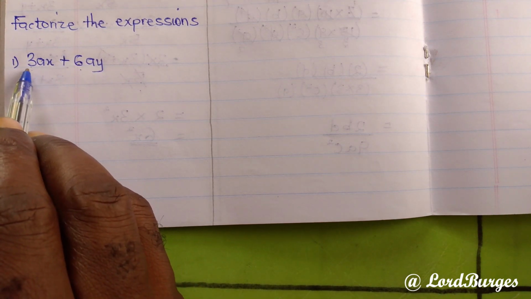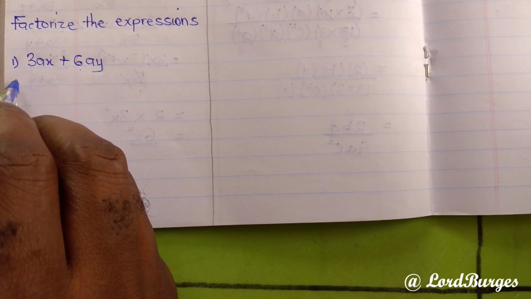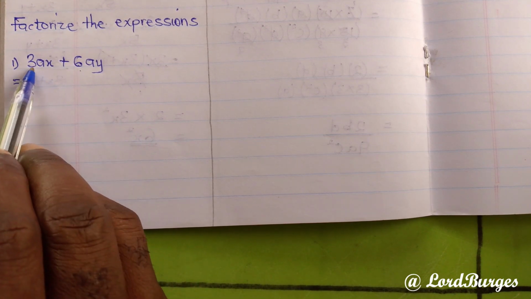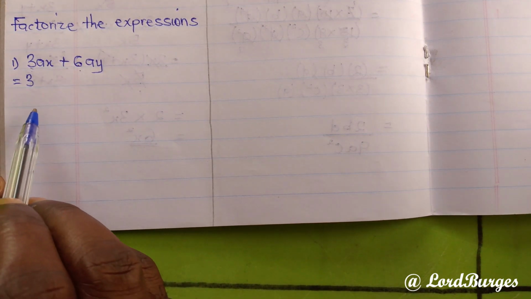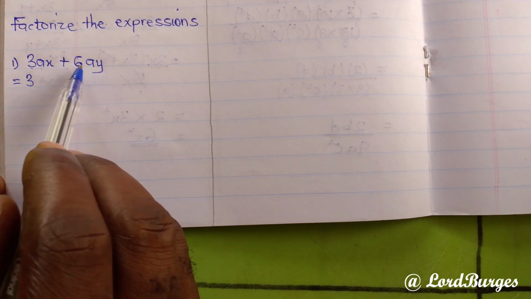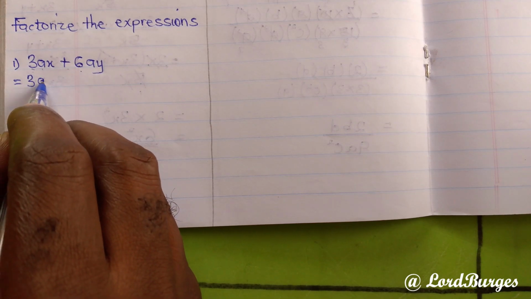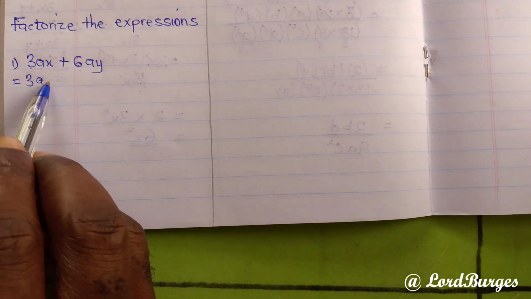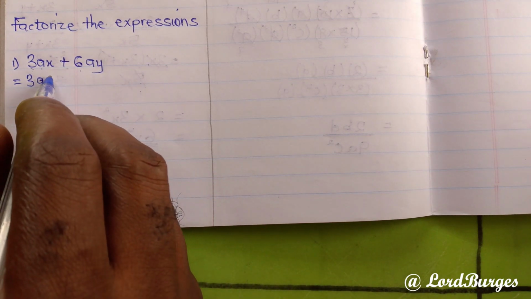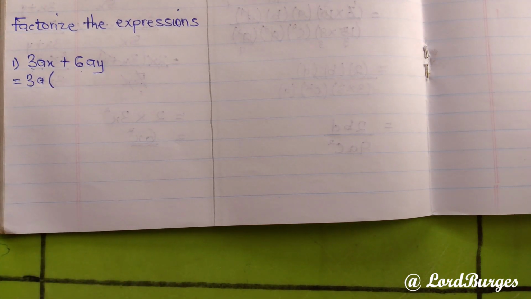So what is the HCF of 3 and 6? That is 3. So I have my 3 out. That is for the coefficients. Now looking at the variables, what do they have in common? I can see A is common, therefore I bring the A out. Is there anything else in common? Which is no. Therefore I now open my bracket.